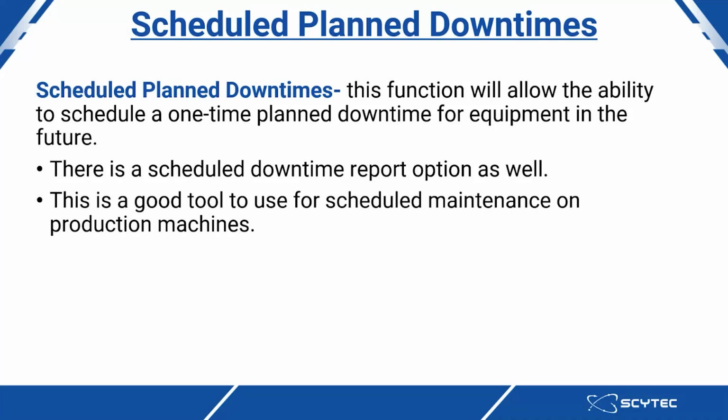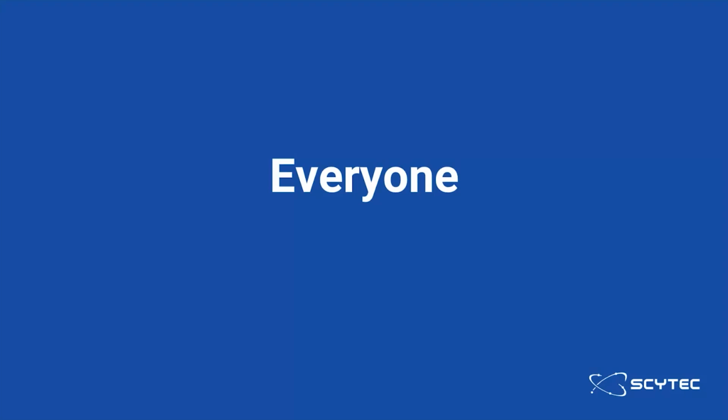Scheduled planned downtimes. This function will allow the ability to schedule a one-time planned downtime for equipment in the future. And there is also a scheduled downtime report option as well. And this is a good tool to use for maintenance teams so that they can schedule maintenance in advance for production machines.